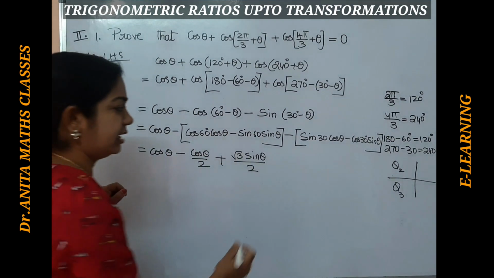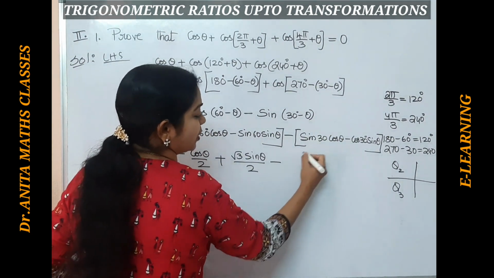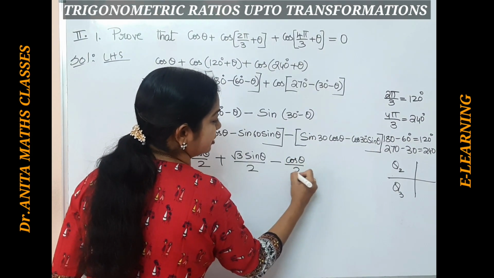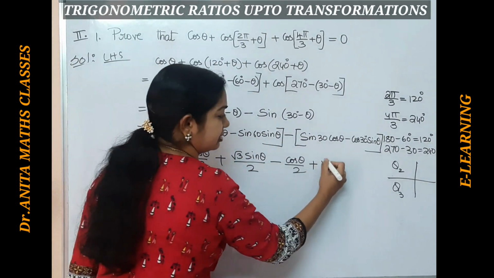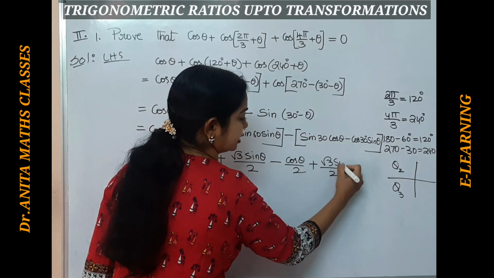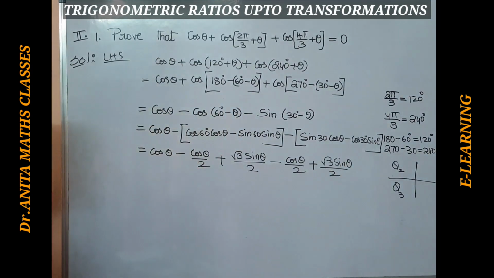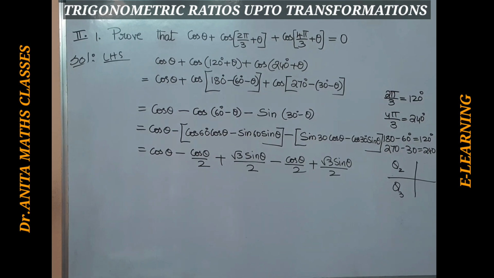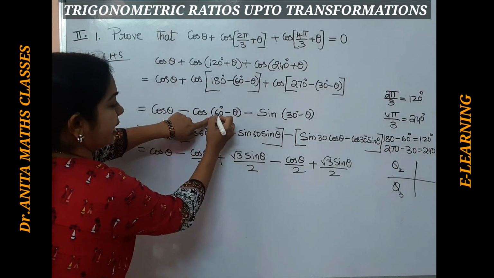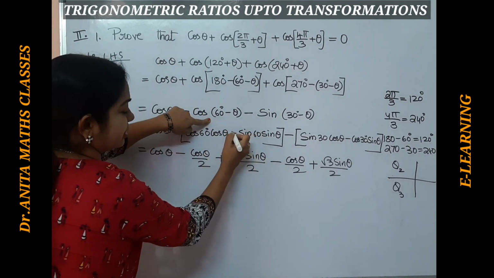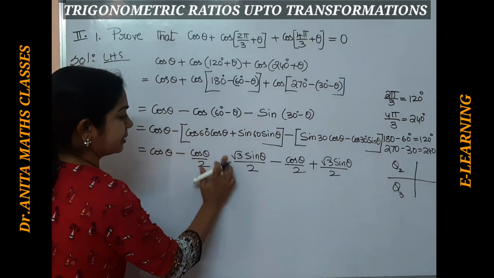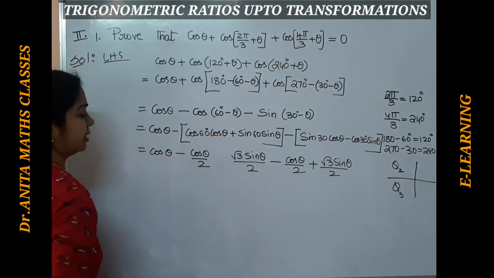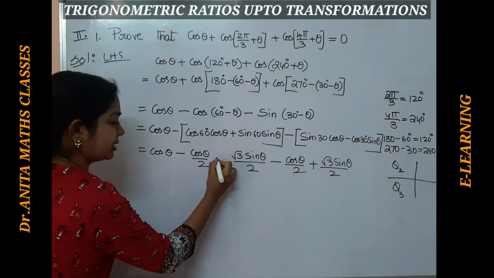Minus plus. Again here, minus, sine 30 degrees is 1 by 2, so cos theta by 2. Minus into minus plus, cos 30 is root 3 by 2 sine theta. Right. Now here we made one mistake. See here, cos of a minus b: in cos the sign will be changed, plus. So here this will become minus. Okay, so minus into plus is minus, right?